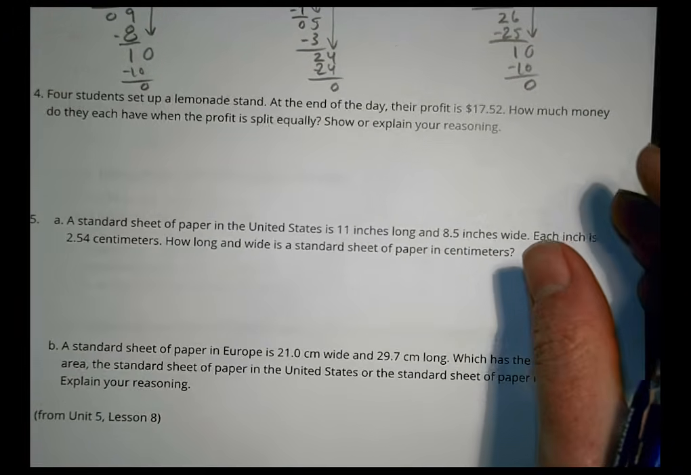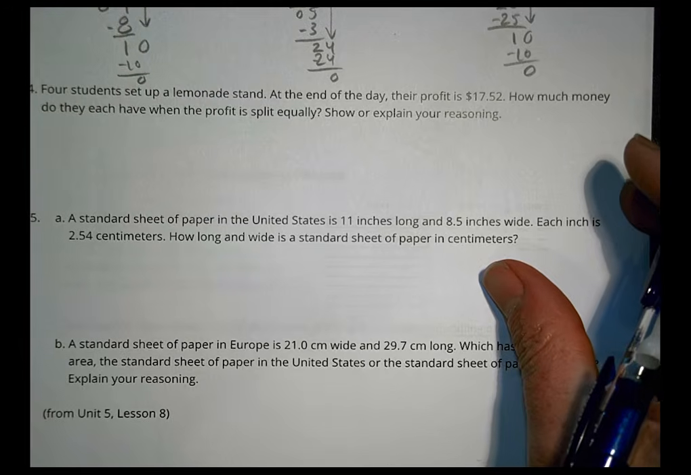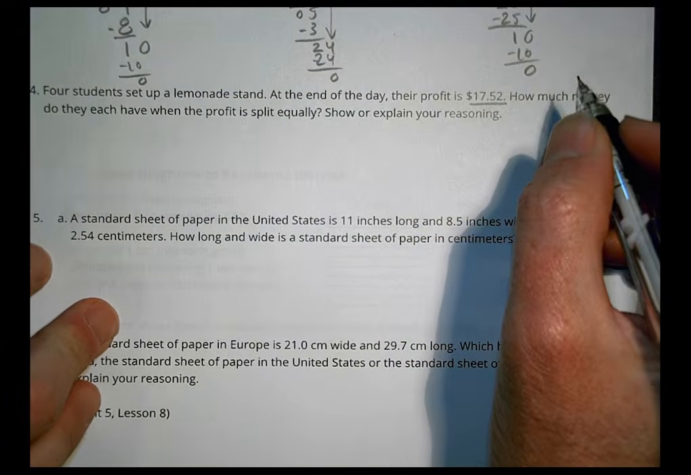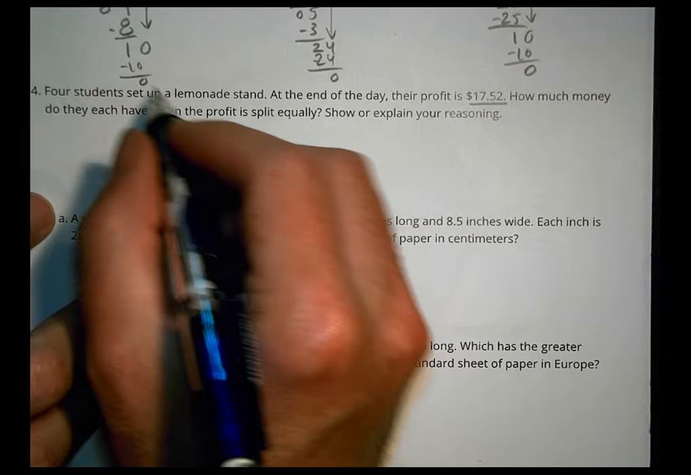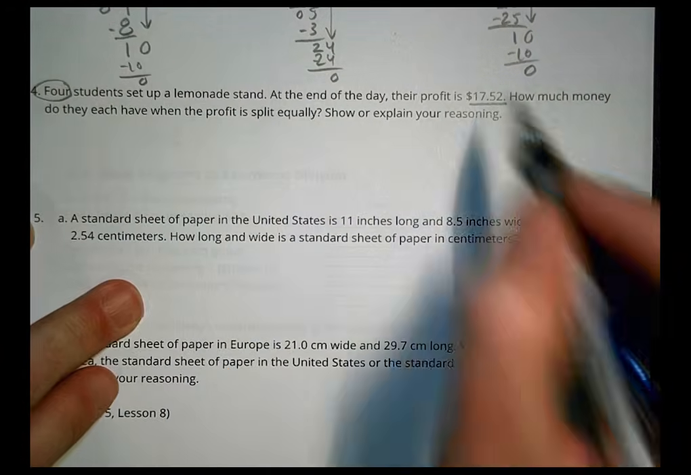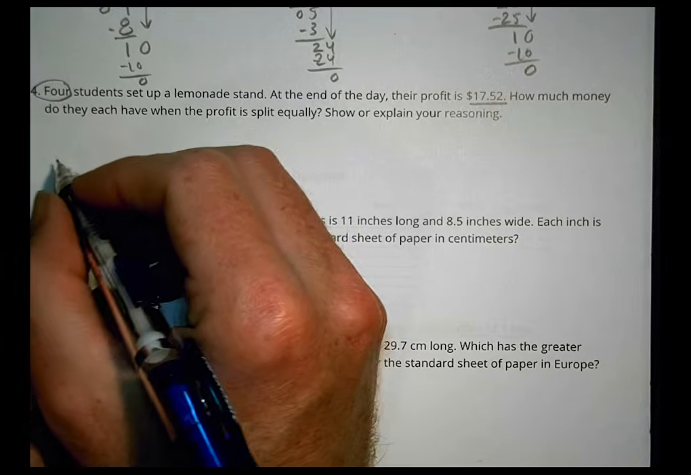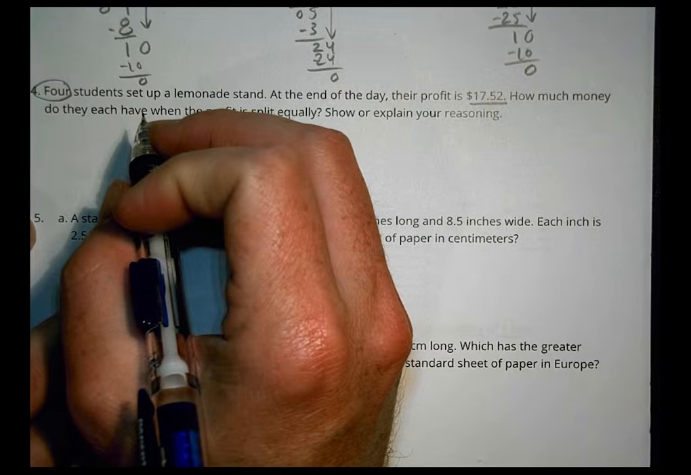Alright, number 4. 4 students set up a lemonade stand. At the end of the day, their profit is $17.52. How much money do they each have when the profit is split evenly? So 4 kids, split that money up. And how do we do that there? Okay, so everyone had $17.52, we divide it by 4.